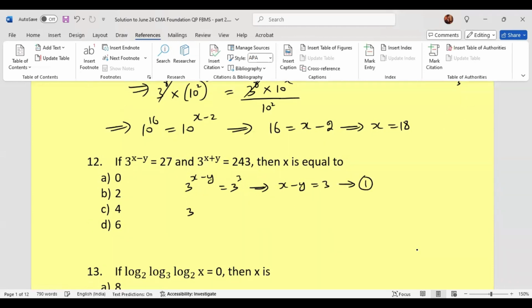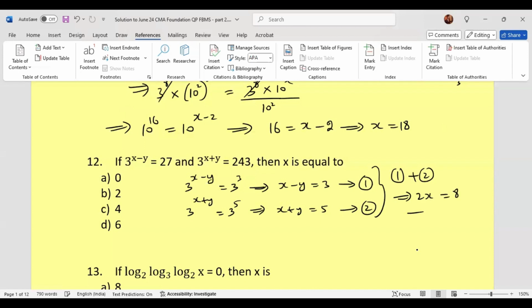Second equation, 3 power x plus y. 243 can be written as 3 to the power of 5. So this implies that x plus y equal to 5 because again base is common. Call it as equation 2. Now we will add equations 1 and 2. We'll get 2x is equal to 8, which means x is equal to 4. So option is C.